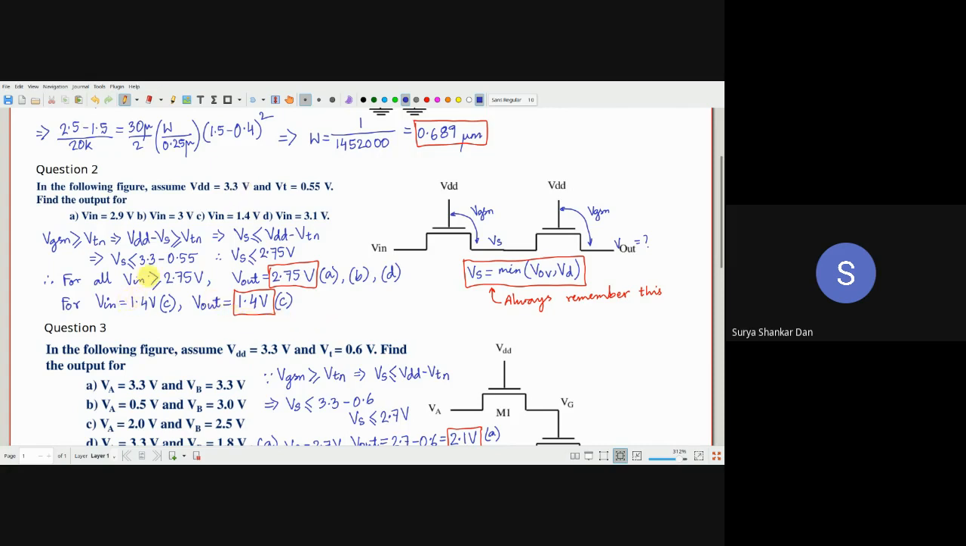So now, very simply, for all values of V in which is greater than this 2.75, V out will always be stuck at 2.75, because VS can never be more than 2.75. Okay, if it does, what will happen? Anybody who is brilliant, who is intelligent, can you tell me what will happen? Suppose for some reason VS is larger than VDD minus VTN, what will happen? The transistor will cut off, will switch off.